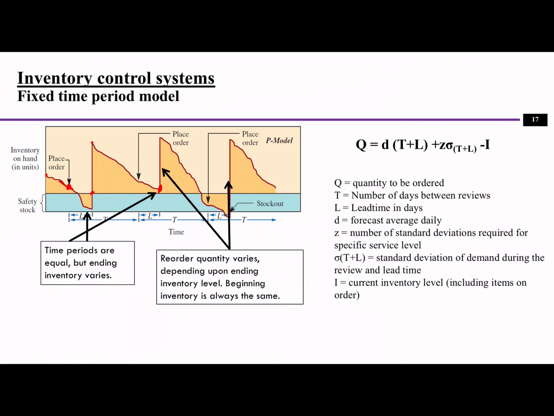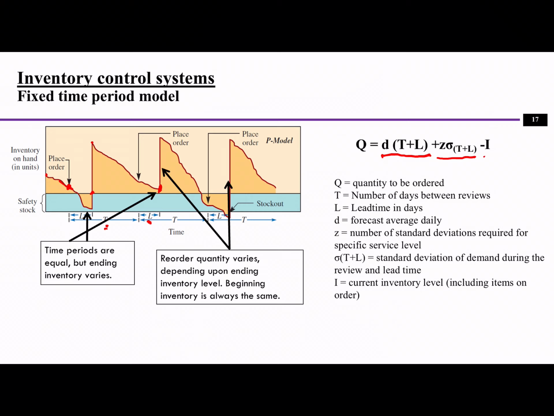So when we are placing an order, we want to make sure that during the T plus L periods, this period and this period, I always have products, I always have inventory. This is why we use D times T plus L. And then, of course, there is a safety stock we need to prepare. So that's why it's Z times sigma T plus L.